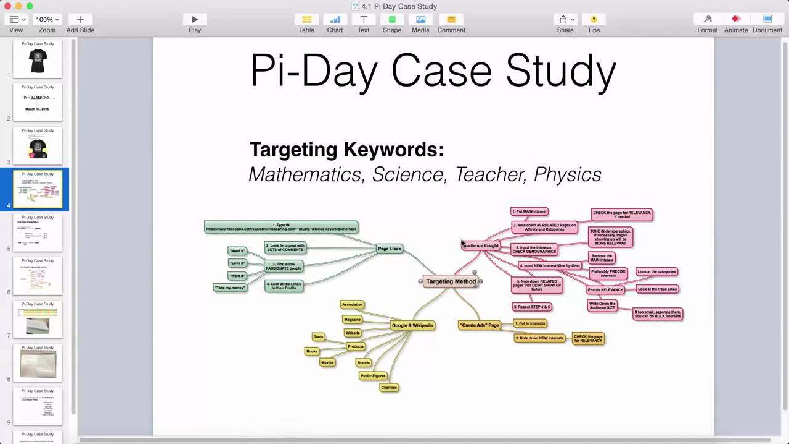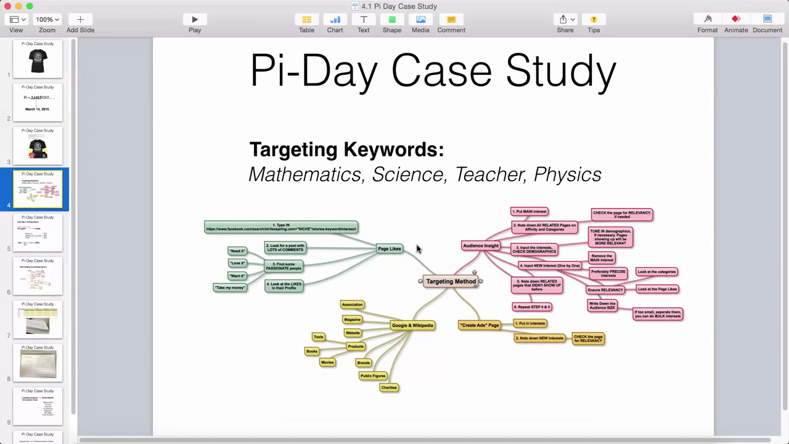Alright, so I use the method outlined here to look for a mathematics interest, and then I look for mathematics association, mathematics related movie like Big Bang Theory, and then public figure like Albert Einstein, and so on. And then I did the same keywords with science, teacher, and physics. So that's how I collected the list of interests for my Pi Day campaign.